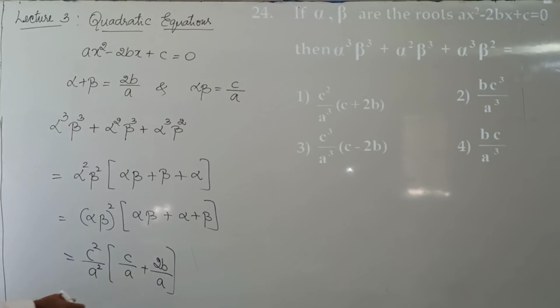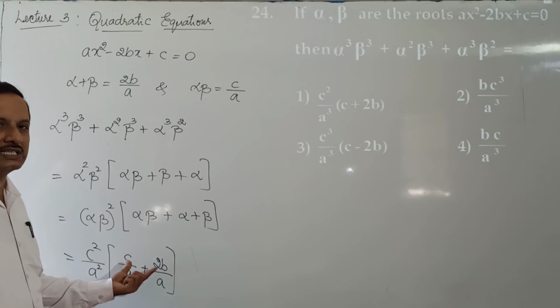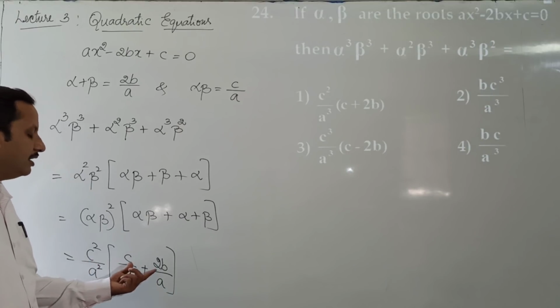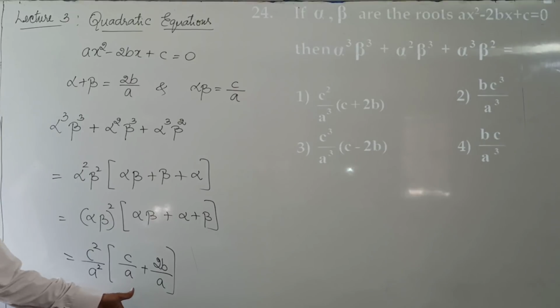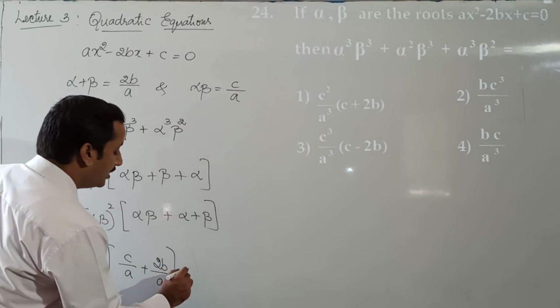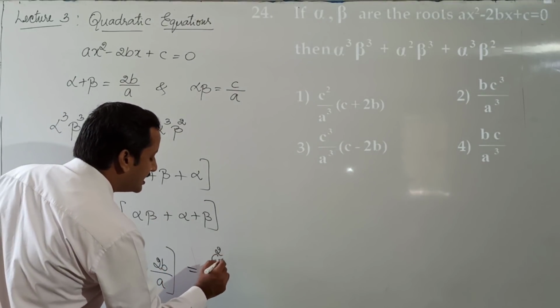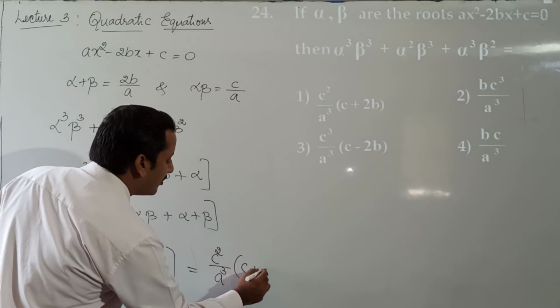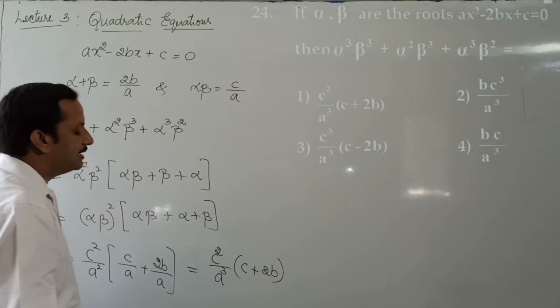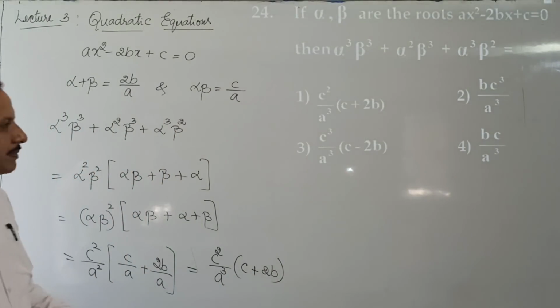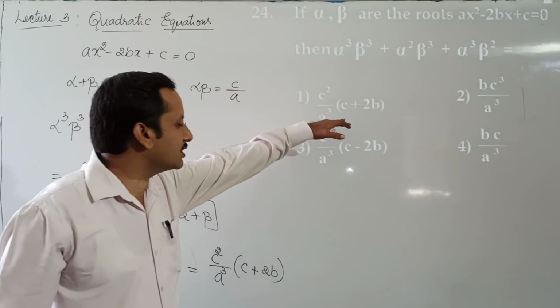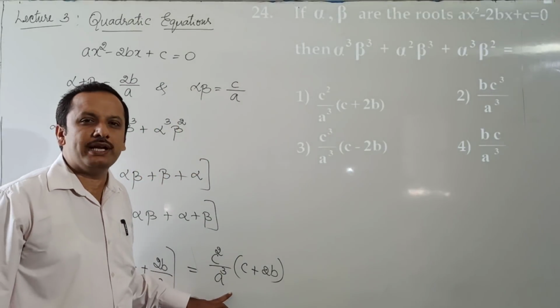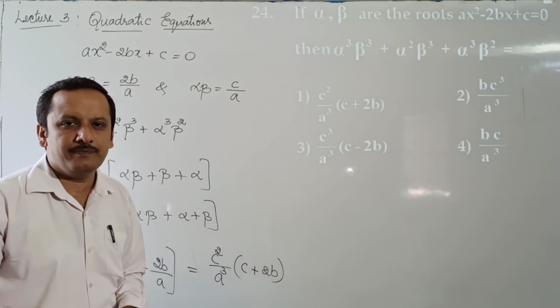So there is a same denominator a, I just need to add the numerator c plus 2b. So c square into c plus 2b by a here into a square, so it will be a cube. So this we can write as c square by a cube into c plus 2b. Look at this first option: c square by a cube into c plus 2b.